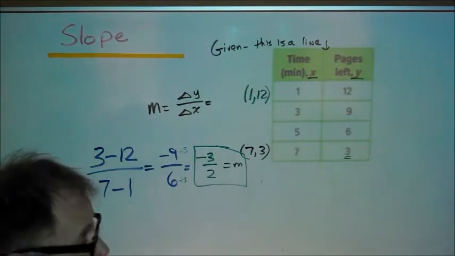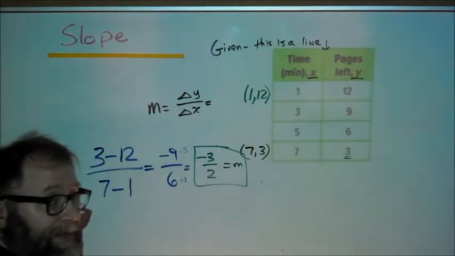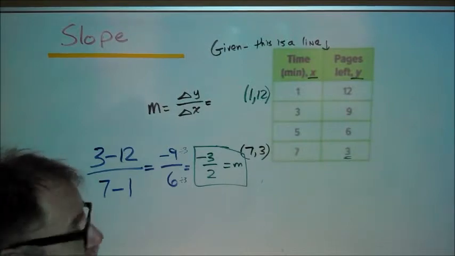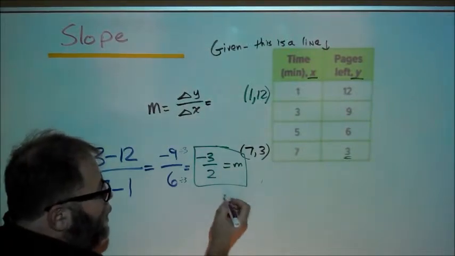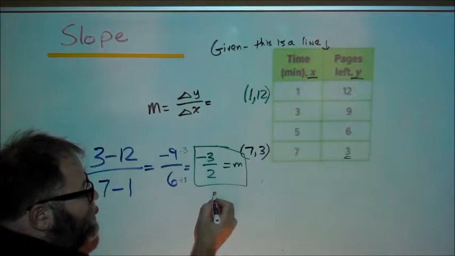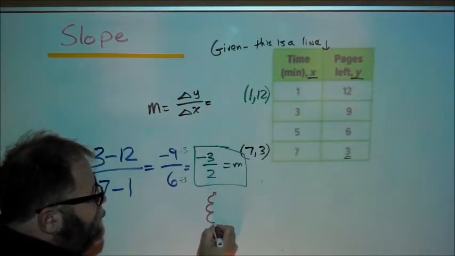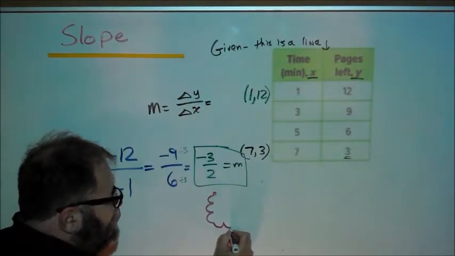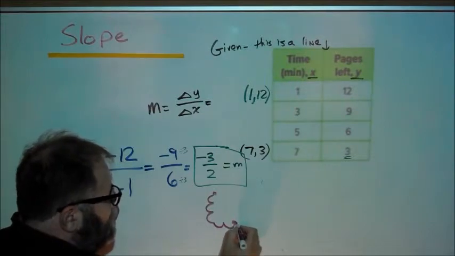It's decreasing, right? So we have a negative slope. That means it's decreasing, which means that line is going, if we start from the point here, it's going down 3 steps and then right 2 steps, and there's my next point.